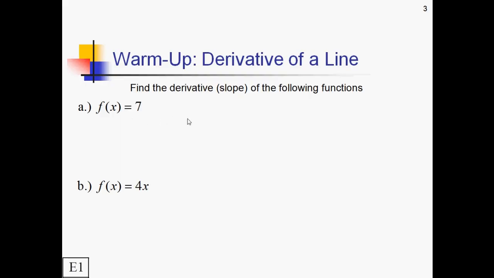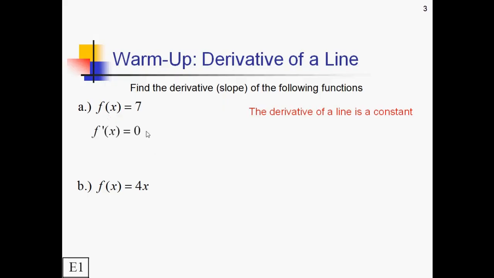All right, so in general, you'll recognize these are both equations of lines, and the slope of a line, which means its derivative, is going to be a constant. So for this first one, this is a horizontal line through y equals 7. Horizontal line means we have a slope of 0, so we could say that f prime of x equals 0.